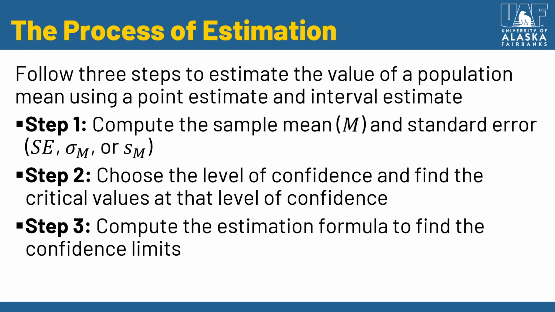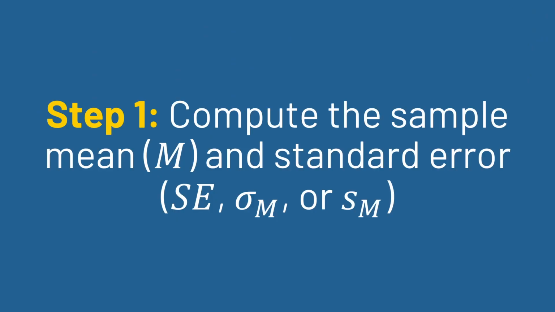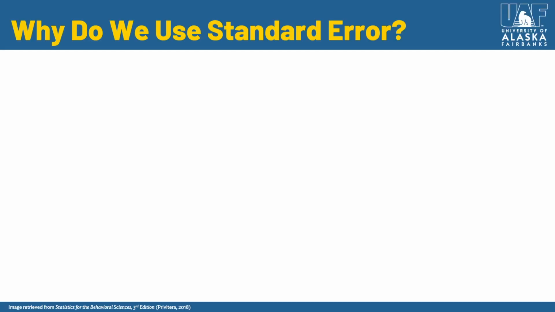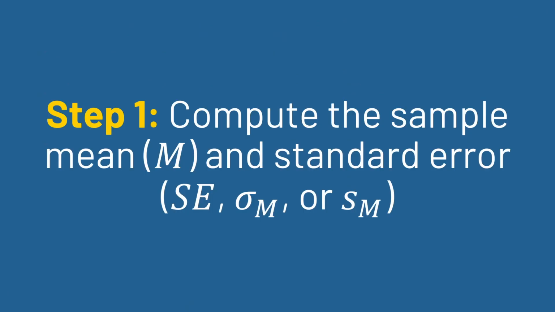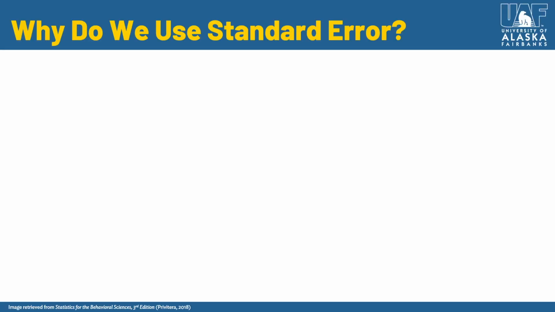Again, first I'd like to provide some important background info for each step before we do examples where we actually walk through all three at once. So first, step one, computing the sample mean and standard error. For starters, the sample mean, I think we're all familiar with that at this point, so I'm not going to spend time on that, but I would like to spend time on the standard error.